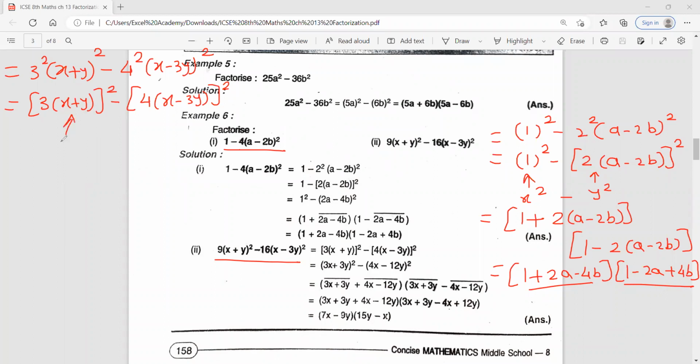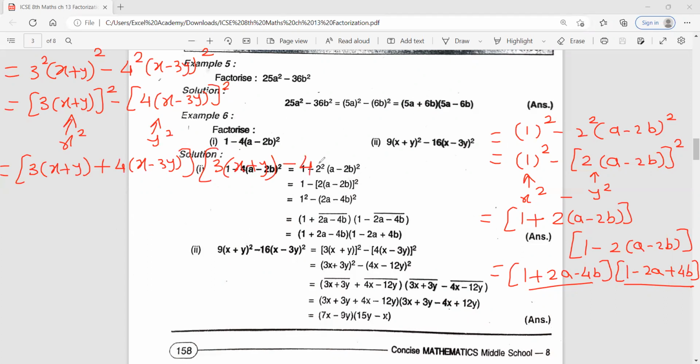Now this is x square, this is y square, which is x plus y, x minus y. That is 3 into bracket x plus y plus 4 into bracket x minus 3y in one bracket. आणि दुसऱ्या ब्रॅकेट मध्ये काय येईल बघा, काय येईल? सेम थिंग, 3 into bracket x plus y minus 4 into bracket x minus 3y.